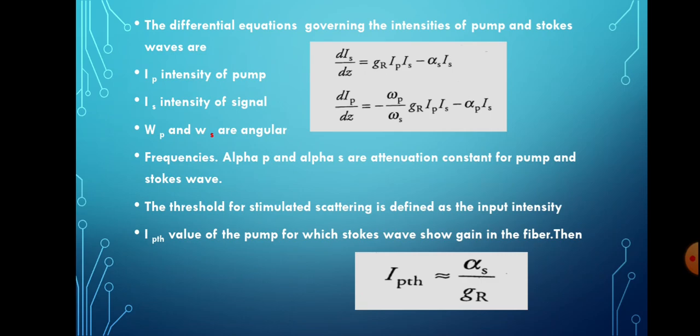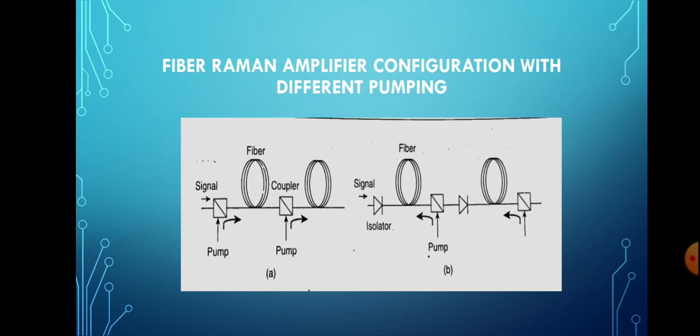And we know that there should be some threshold value for the pump signal, and therefore the threshold value for stimulated scattering to occur is given by Ip,th equals alpha s by gr. So the threshold value for stimulated scattering is defined as the input intensity Ip,th of the pump for which Stokes waves show gain in the fiber. That is the definition for the threshold value for the pump signal.